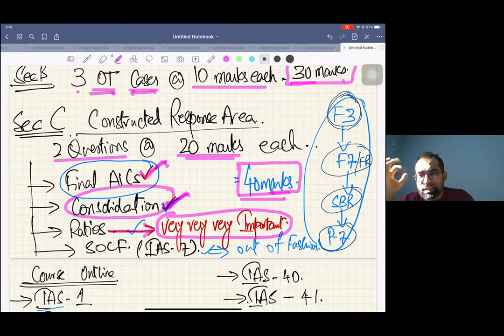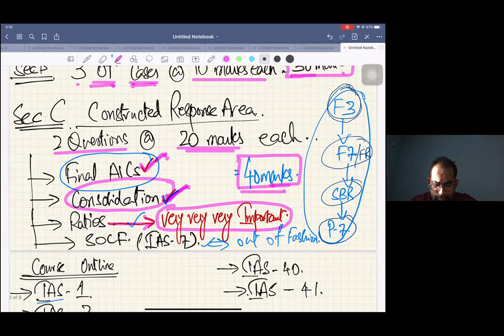Let me give you some examples. Right now, I'm not teaching any ratios. I'm just giving you an idea of how you are going to study, and which type of questions you may get in ratio analysis. Okay, let's have a look.